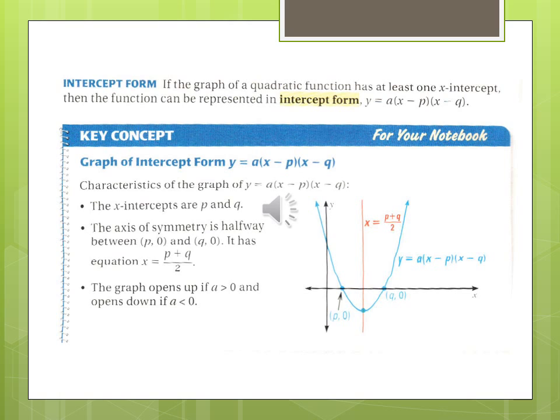What is the x-intercept? From Algebra 1, the x-intercepts are the values at which the graph intercepts, meaning coincides or hits the x-axis. So if it's written in intercept form, the intercepts will always be at (P, 0) and (Q, 0). In order to find the axis of symmetry, you use that P and that Q. You add the two together and you divide by 2. If you remember from Algebra 1, it's where the graph hits the x-axis.